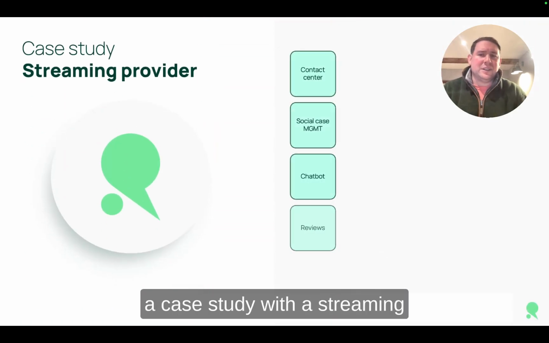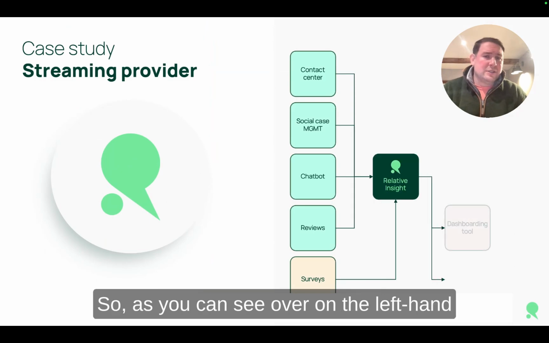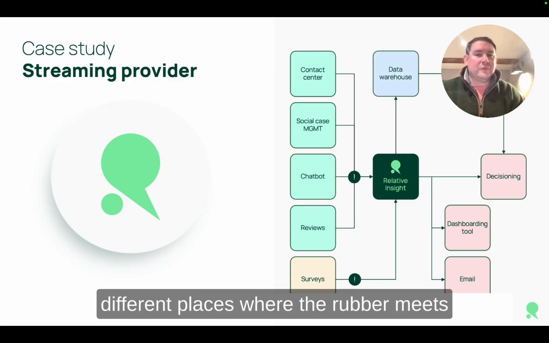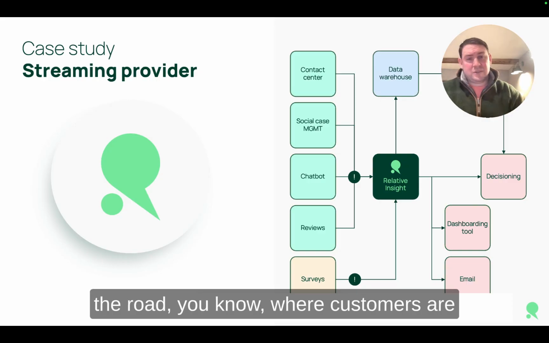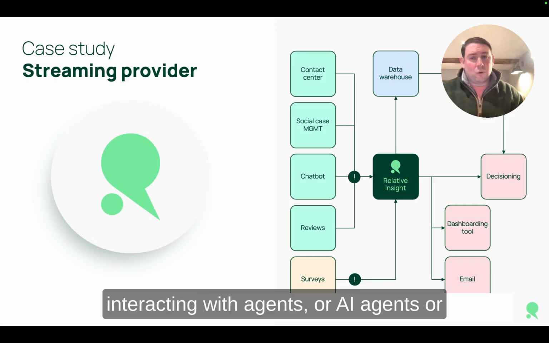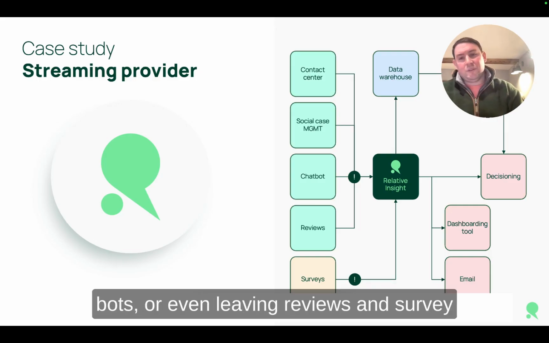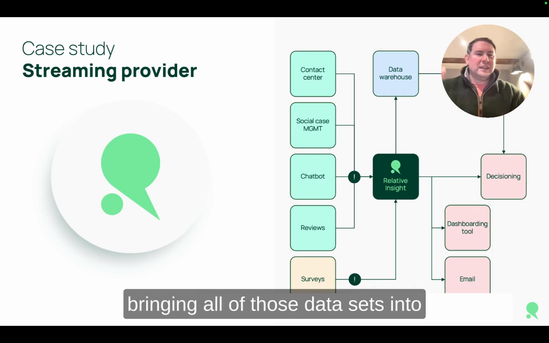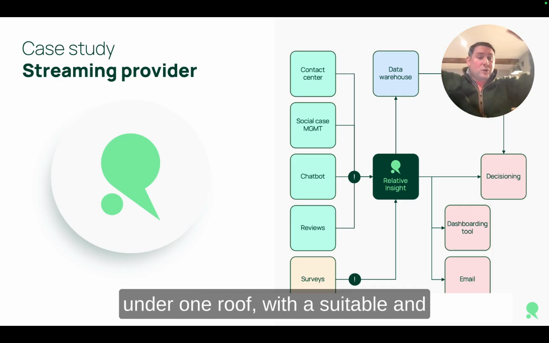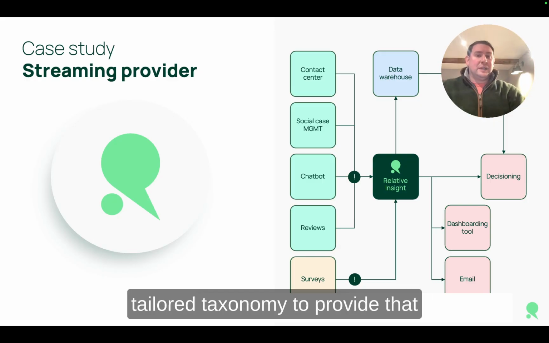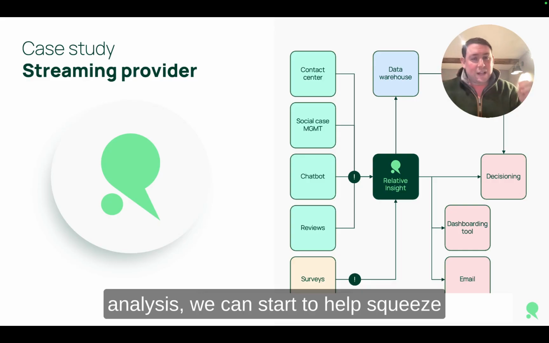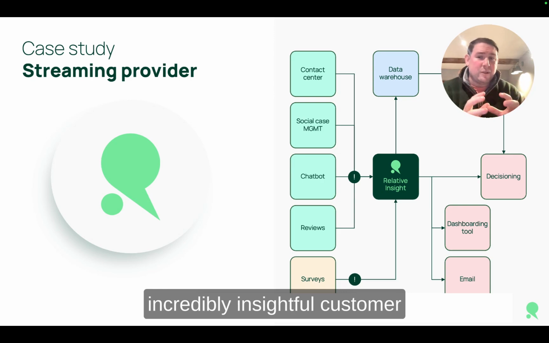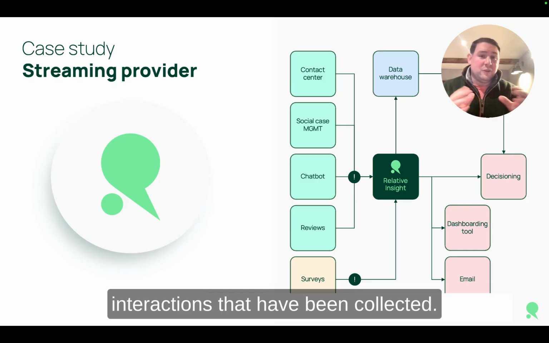So let's talk about a case study with a streaming provider that we work with. As you can see over on the left-hand side, they, like many other companies, have lots of different places where the rubber meets the road, where customers are interacting with agents, or AI agents or bots, or even leaving reviews and survey responses. And so by bringing all of those data sets under one roof with a suitable and tailored taxonomy to provide that analysis, we can start to help squeeze the juice out of all of that unstructured text, all of that incredibly insightful customer interaction that has been collected.